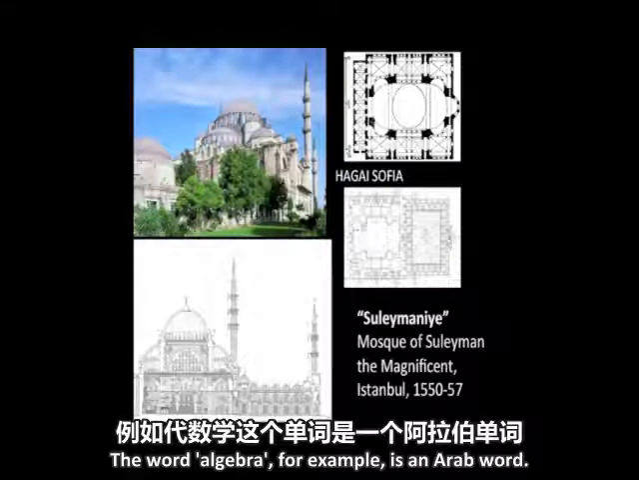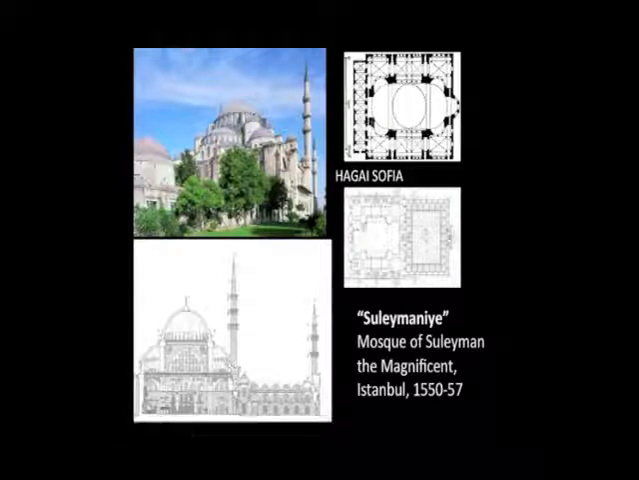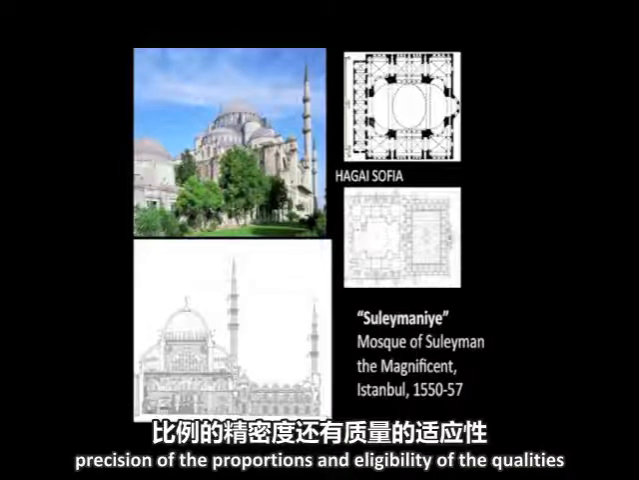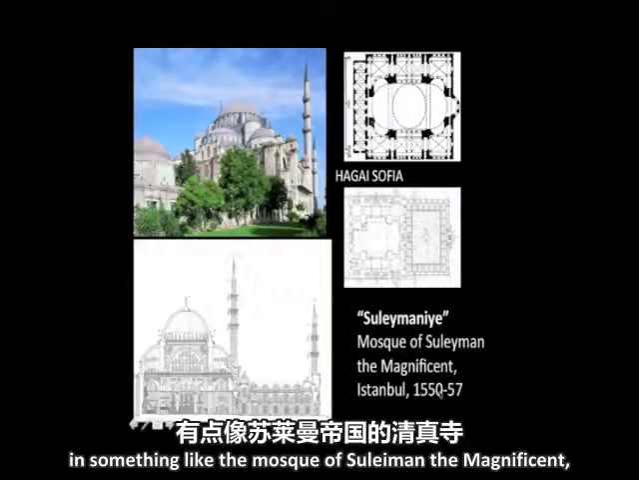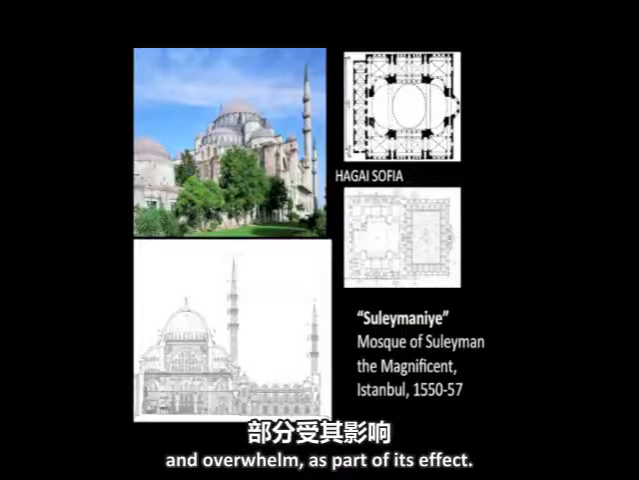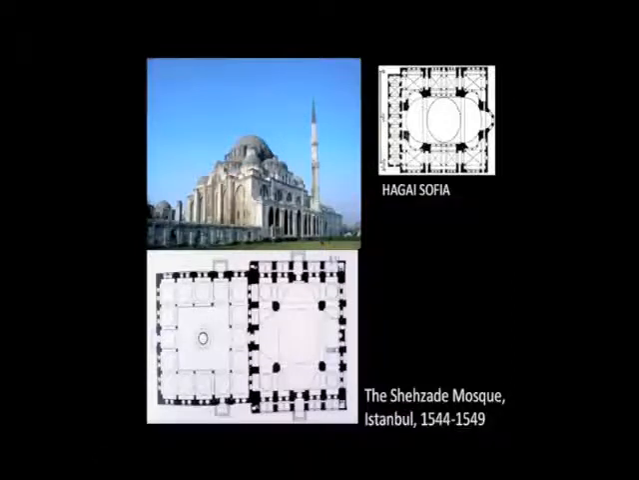The word algebra, for example, is an Arab word. The zero was invented by Arab mathematicians. And so there's a clarity about the geometry, precision of the proportion, and a legibility about qualities in something like the Mosque of Suleiman the Magnificent, while I would say the Hagia Sophia tends to deliberately baffle and overwhelm as part of its effect. Here's just another one of these Ottoman mosques.